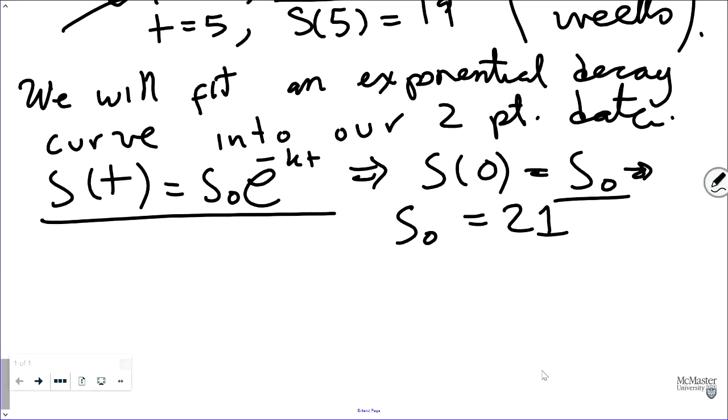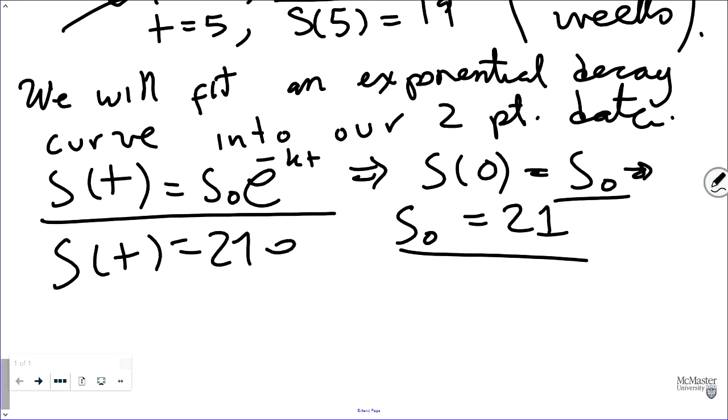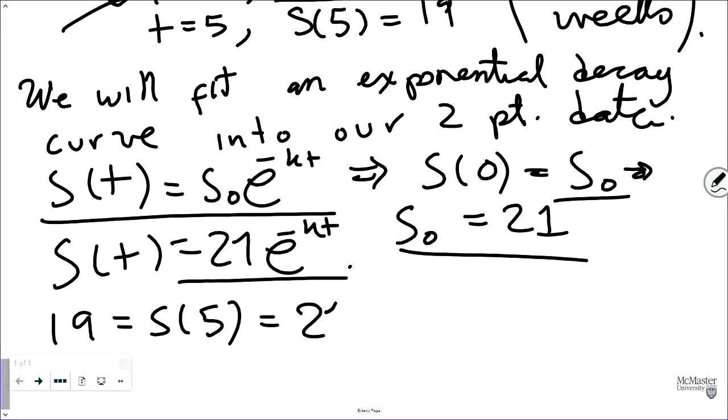So the second one, I mean, since I know this, this is 21 e to the minus kt. Again, remember the units in which every quantity is measured. So the second piece of information is that after 5 weeks, the value of the sales goes to 19,000 units. That's why we have 19. And then if it obeys this law, I would have 21 exponential of minus k times 5. Again, this k has its own units, in a way. It's inverse of weeks. So you have to be careful with that.